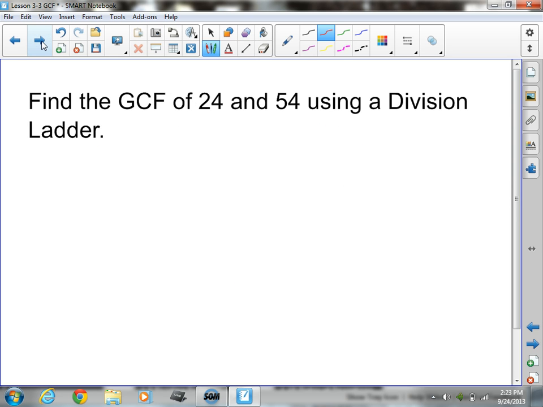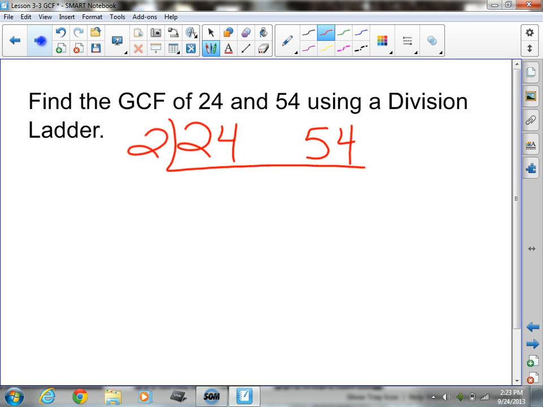I'm going to do one more using a division ladder. Greatest common factor of 24 and 54. Upside down division symbol. They're both even, so I know that 2 can go into both of them. 24 divided by 2 is 12. 54 divided by 2 is 27.